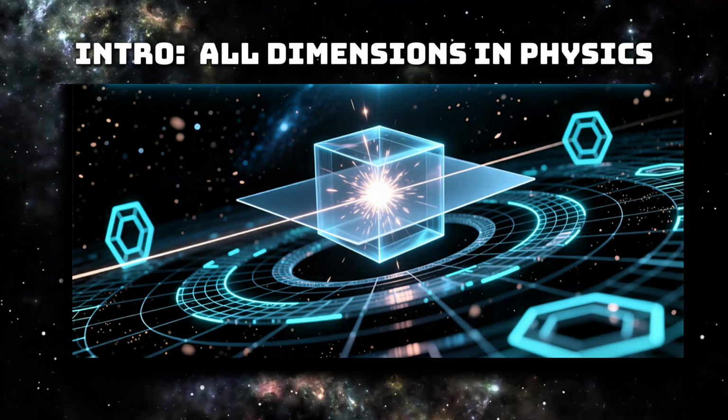First dimension: lines and length. To understand the first dimension, we must imagine a world stripped of all complexity. No width, no height, no surface, and no volume. The first dimension, or 1D, represents the idea of a universe made of nothing but a single straight line, an infinitely thin pathway along which any object can exist or move.